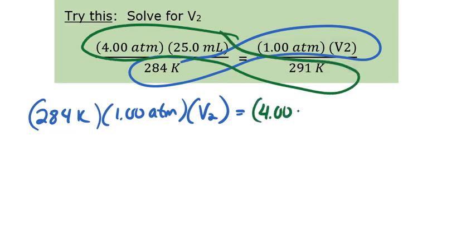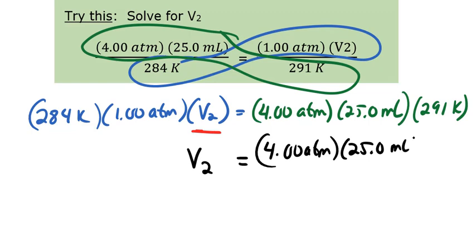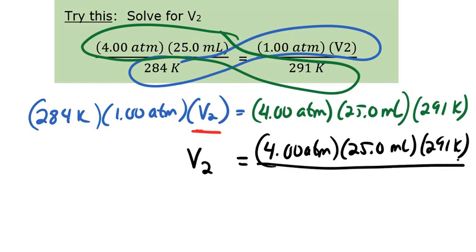which is 4 ATM times 25.0 milliliters times 291 K. All right, so we have our unknown, which is V2. It's not x this time, it's V2. And that's what we want to get by itself on this side of the equation. So we're going to divide both sides by 284 Kelvin and divide them by 1 ATM. So let's do that. I'll rewrite the right-hand side, and it's going to all be V2. And divide by the 284 K from the left and the 1 ATM from the left as well.